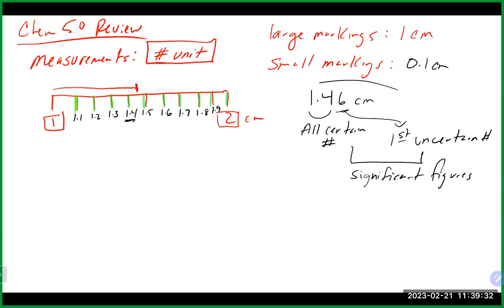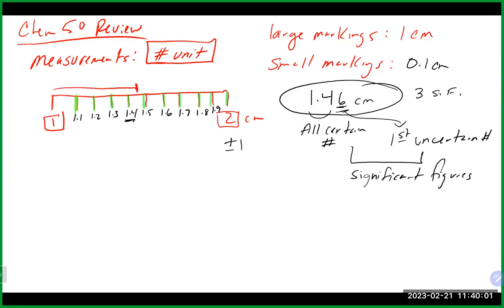So this particular measurement would have how many significant figures? It would have 3 significant figures. Now, usually it's plus or minus 1 of that last number where the uncertain number is. So basically what we're saying here is I think it's 1.46, but maybe it's 1.47, maybe it's like 1.45. It's somewhere in that ballpark as to where we think it is. Any questions on that there?